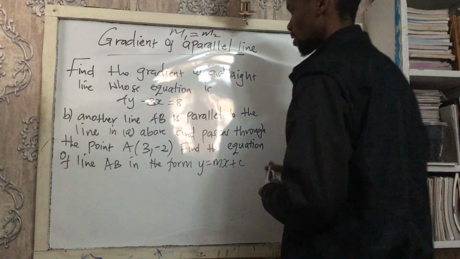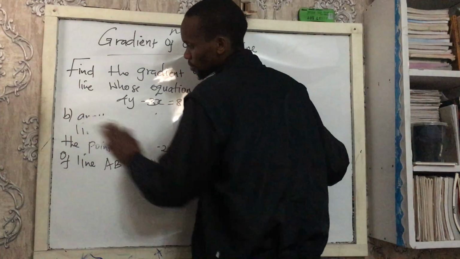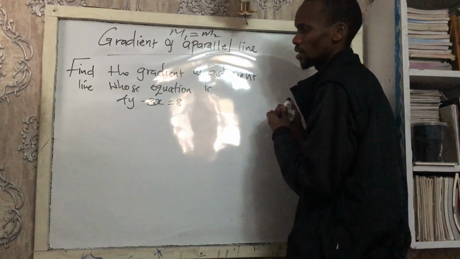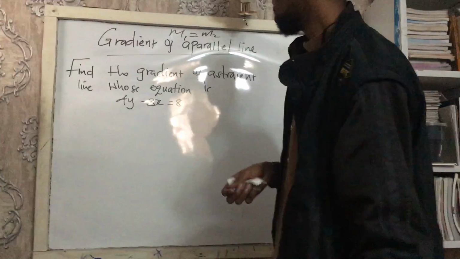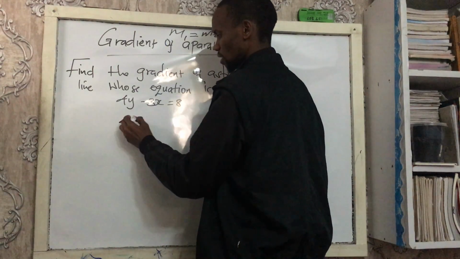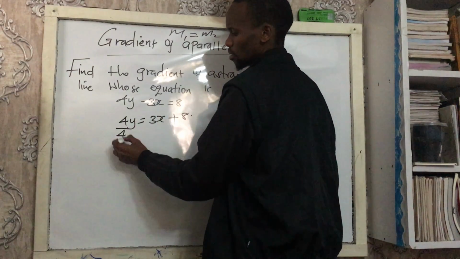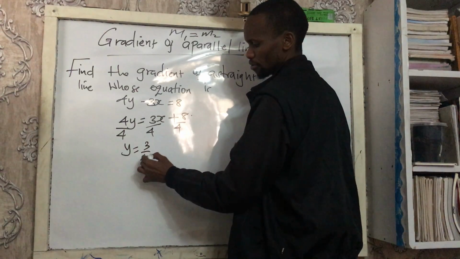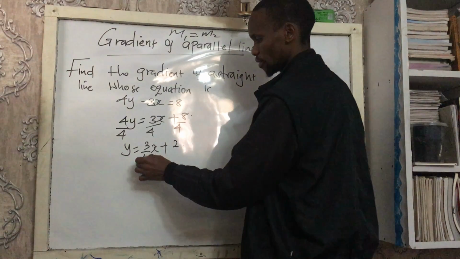So let's do it together. Let's rewrite these things properly. Najib, take 3x. 4y equals 3x plus 8, right? Divide by 4, divide by 4, divide by 4. y equals 3 over 4 x plus 2. The gradient is what? 3 over 4.